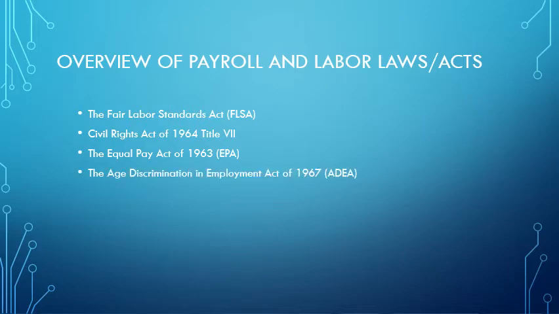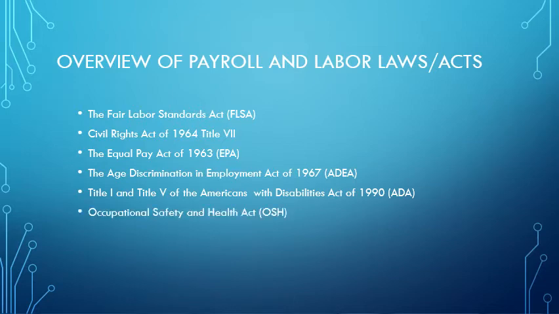The Age Discrimination in Employment Act of 1967 gives protection to people who are over the age of 40 from discrimination based on age. Title I and Title V of the Americans with Disabilities Act of 1990 applies to employers with 25 or more employees and prevents discrimination against qualified people with disabilities.